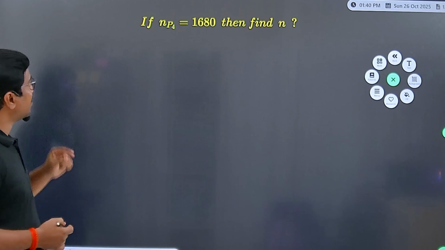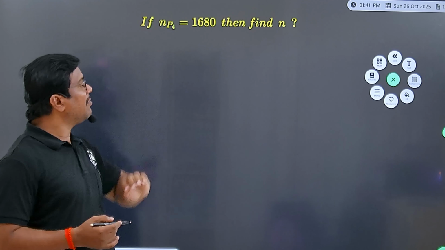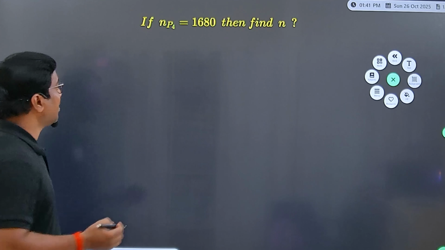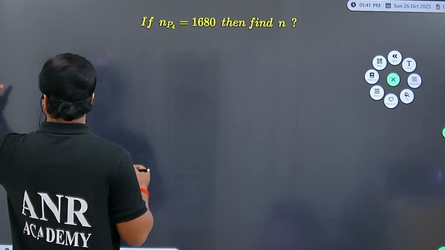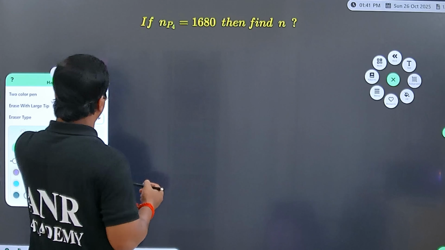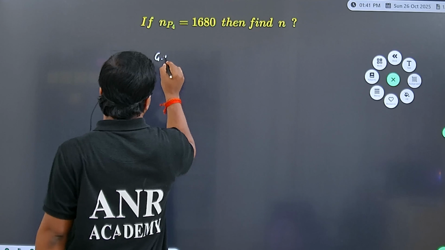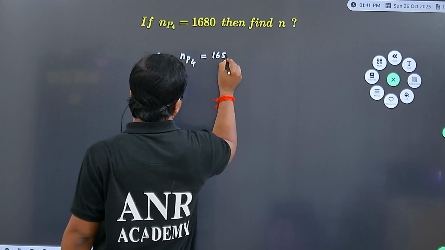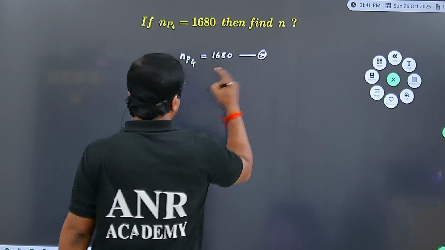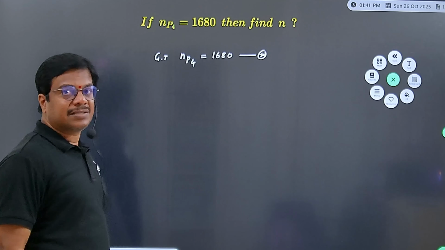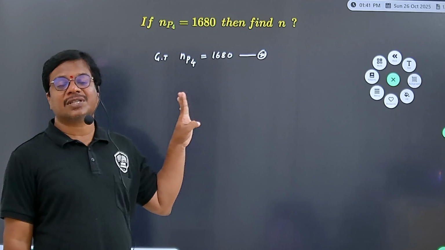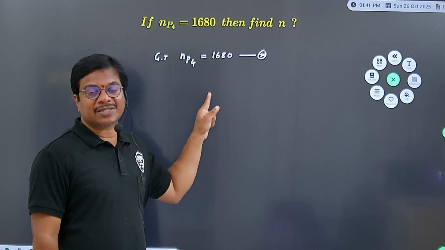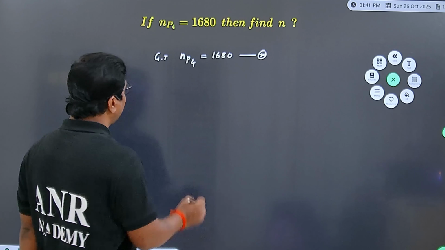Let us see the first question. If nP4 equal to 1680, then find the value of n is given. Yes, to solve this, observe, given that nP4 is 1680. nP4 indicates product of 4 successive terms n, n minus 1, n minus 2 and n minus 3, right?